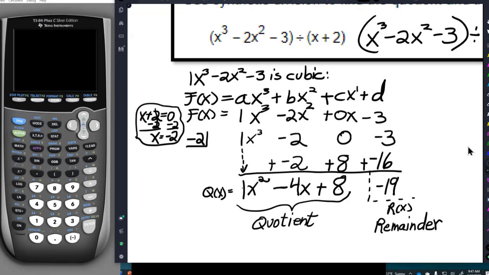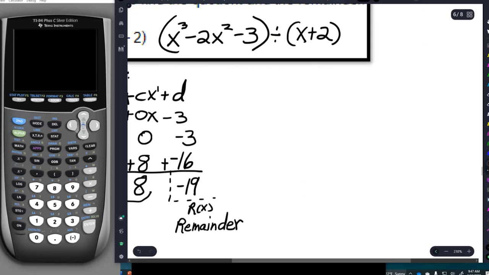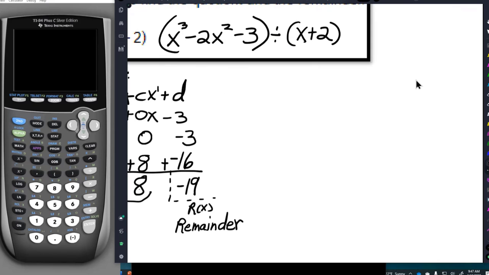So what did we learn in this problem? We learned about using placeholders.